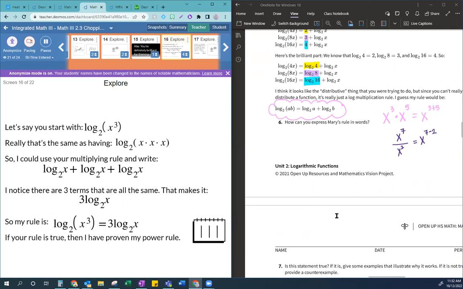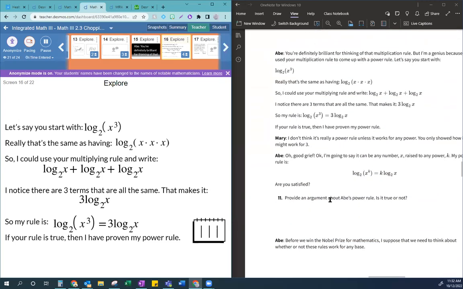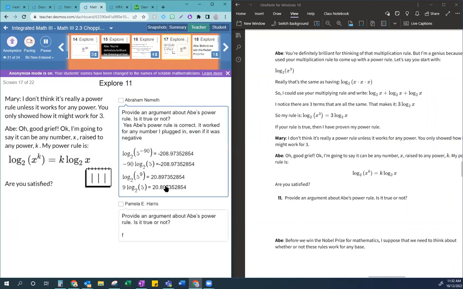Now, some of you are like, Ms. Johnson, wait, where in the world does that come from? Okay, so wait, first of all, do you think that's true? I don't really think it's a power rule unless it works for any power. You only showed it works for three. Good grief. I'm going to say it works for any number. Does that work? Do you think this works? And so someone says, yeah, it works. So can I just remind you of something really quick?